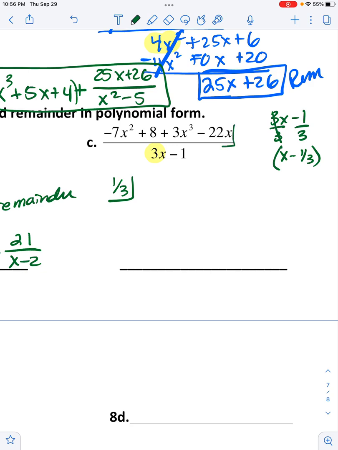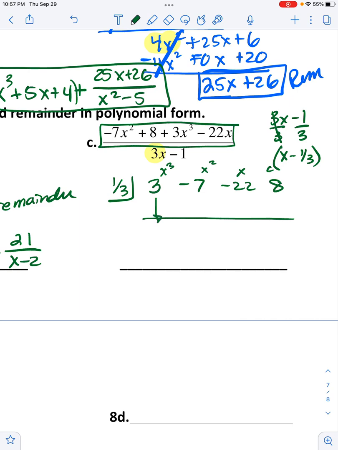Now, this thing is messy because it has to be written with the highest power first. The highest power is going to be the x cubed. So I'm going to have a 3x cubed. Then I'm going to have negative 7x squared, a minus 22x. And then I'm going to have the 8 at the end because I have my x cubed, x squared, plain x, and constant.